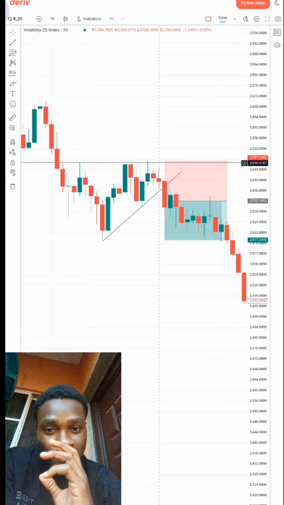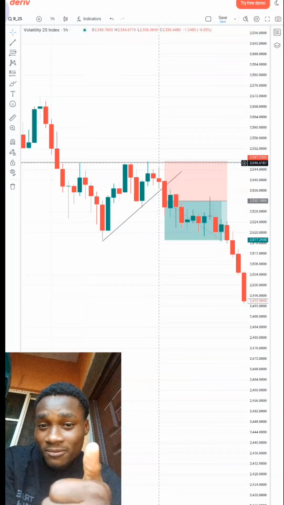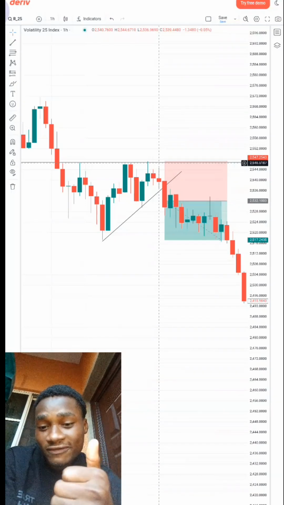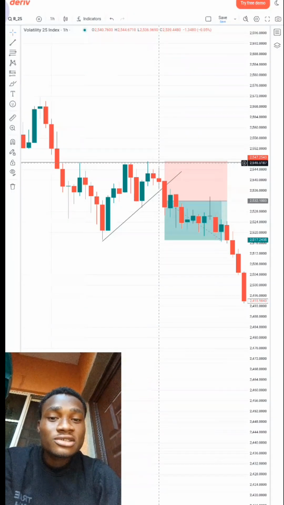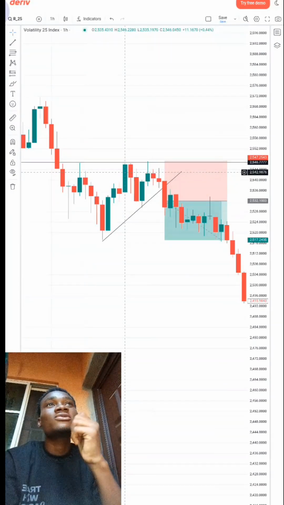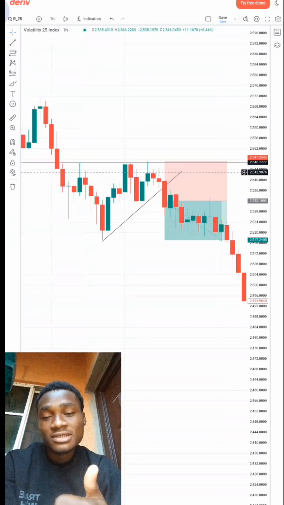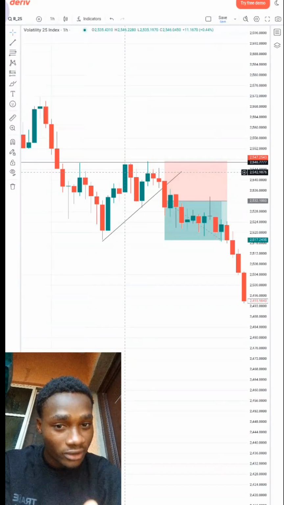Now the third thing I want to do is check for the trend to go and grab that first liquidity, which is the sell side liquidity. Now the trend is obviously on the 1 hour. Sometimes the trend will be on the 15 minutes, and sometimes on the 5 minutes. But in this one the trend was on the 1 hour.